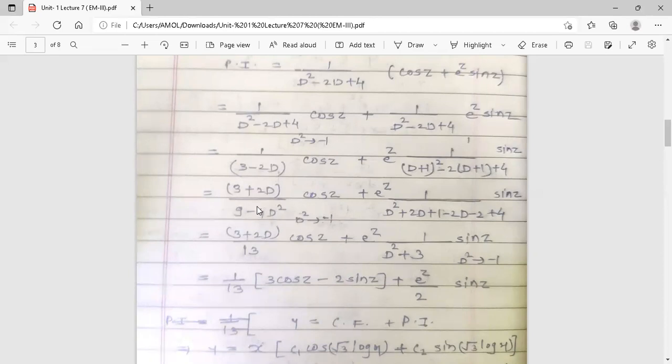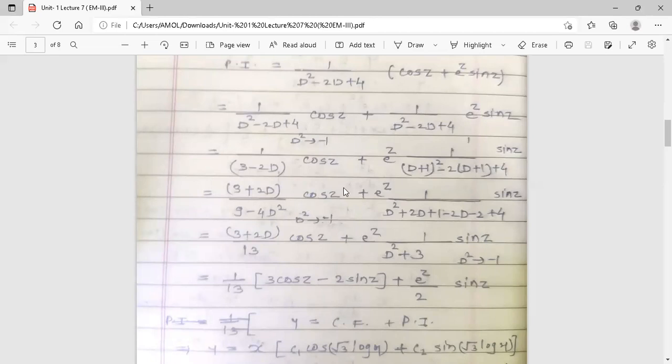3 minus 2D into 3 plus 2D reduces to 9 minus 4D squared, into cos z, plus e raised to z. In the second term, the work of e raised to z is done, so e raised to z stays as it is. In the denominator, expand the term D plus 1 whole squared. So it is D squared plus 2D plus 1, minus, solving this bracket term, 2D minus 2, plus 4, into sin z. So the first term is now 3 plus 2D upon 9 minus 4D squared into cos z.